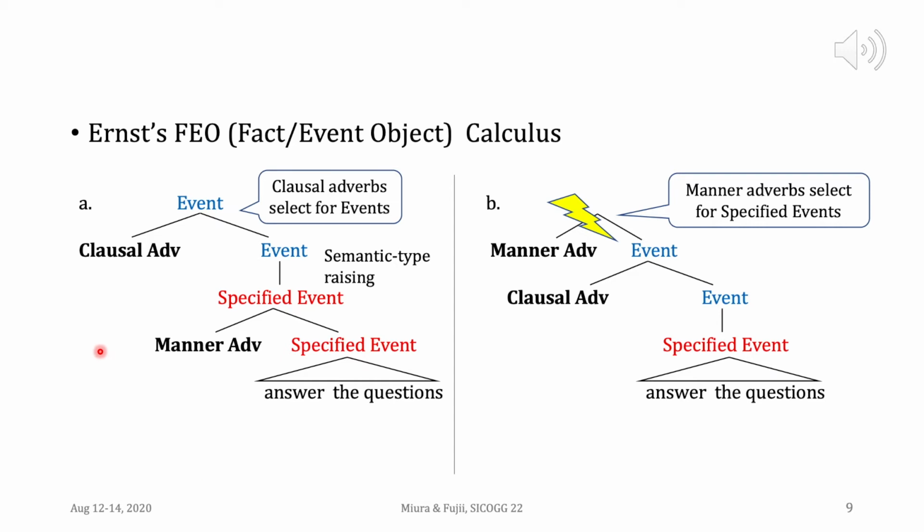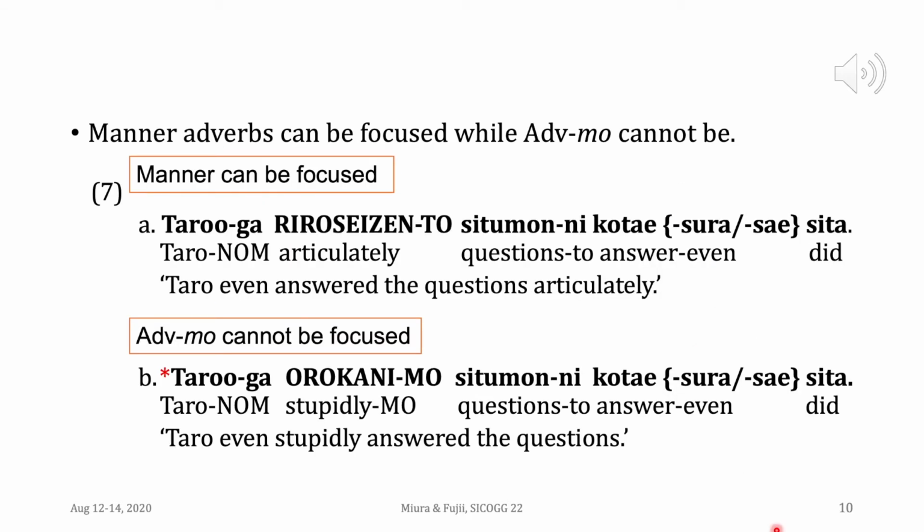Clausal adverbs select for the semantic type event, while manner adverbs select for specified events. Specified events can be turned into events quite freely by type raising, but events cannot be turned into specified events. This derives manner adverbs' inability to get combined with a constituent that contains a clausal adverb, as shown in the right-hand side tree diagram. Ernst's observation is about the relative word order of the two adverbs.